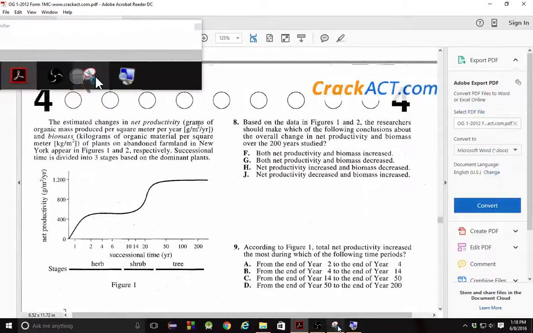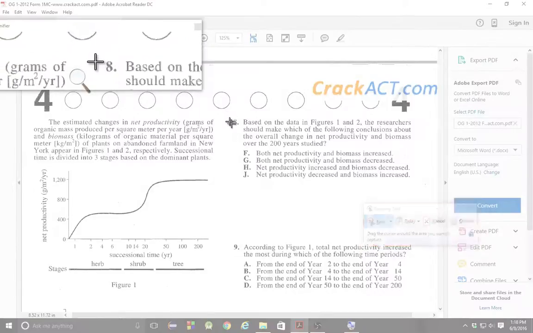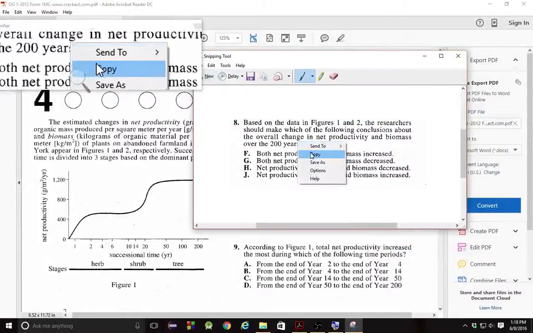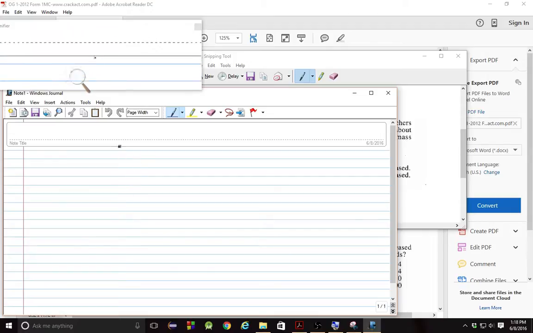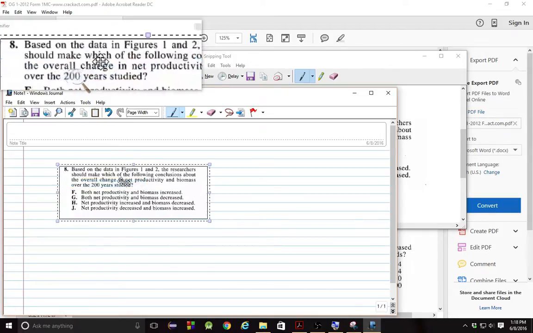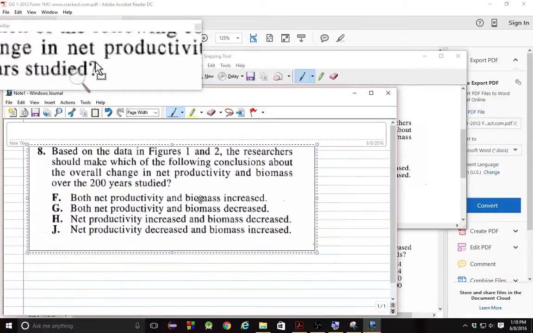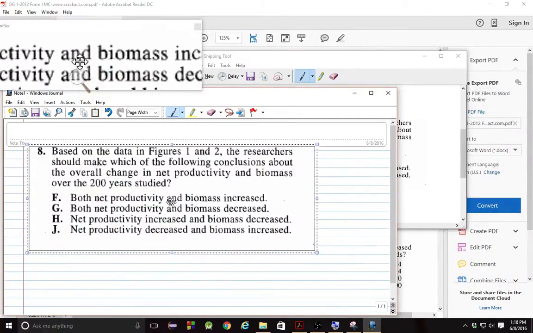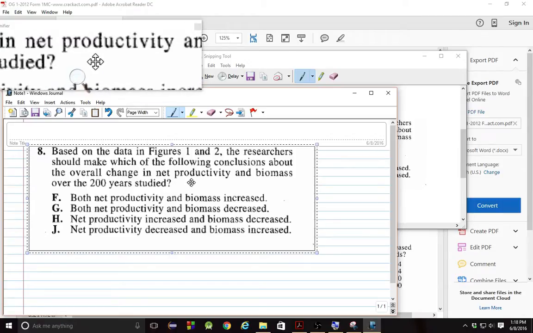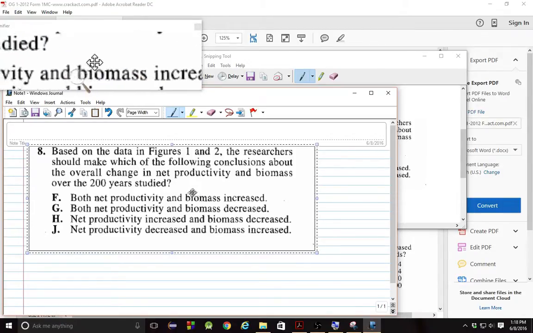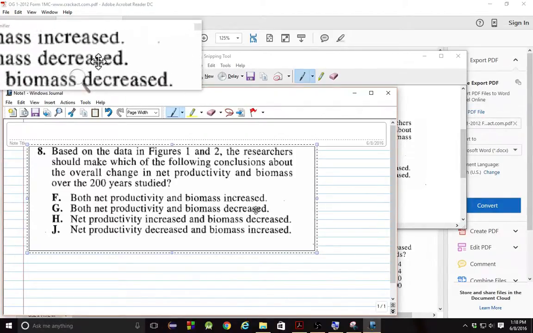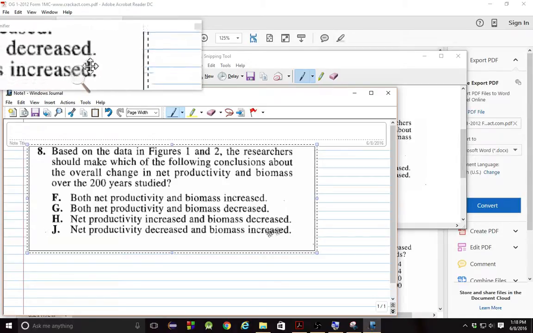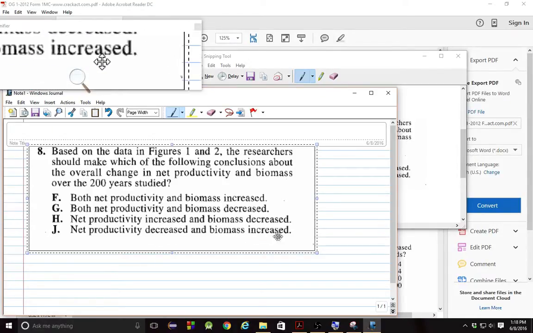Number 8. Based on the data in figures 1 and 2, the researchers should make which of the following conclusions about the overall change in net productivity and biomass over the 200 years studied? Both net productivity and biomass increased, both net productivity and biomass decreased, net productivity increased and biomass decreased, net productivity decreased and biomass increased.